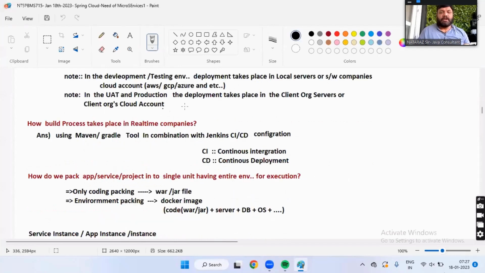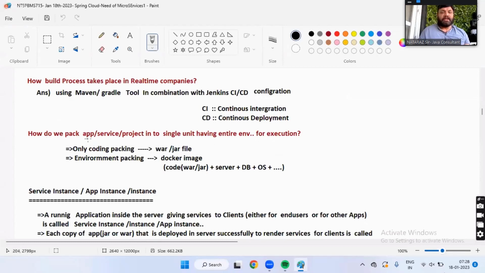Next one, what is the build process? How does the build process take place in real time? Earlier days only by using Maven and Gradle tools. Now Maven and Gradle tools in combination with Jenkins, so that every change in the source code will be continuously integrated and deployed in the web server with the support of the Jenkins tool, right?